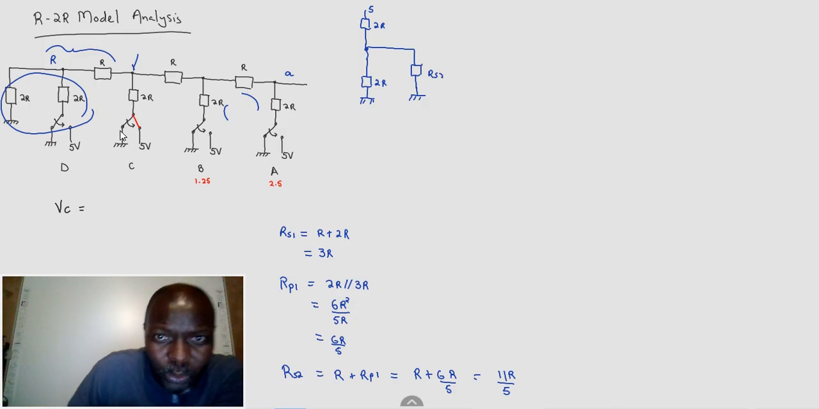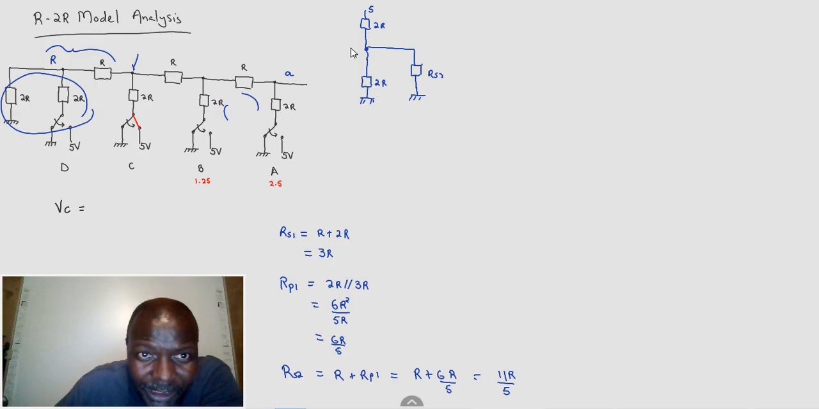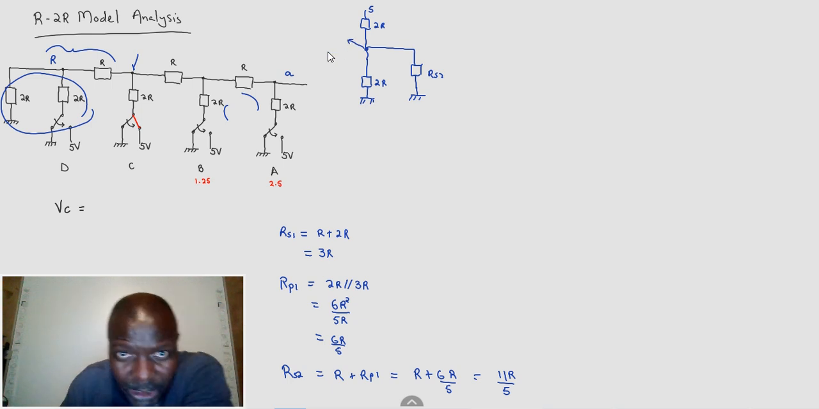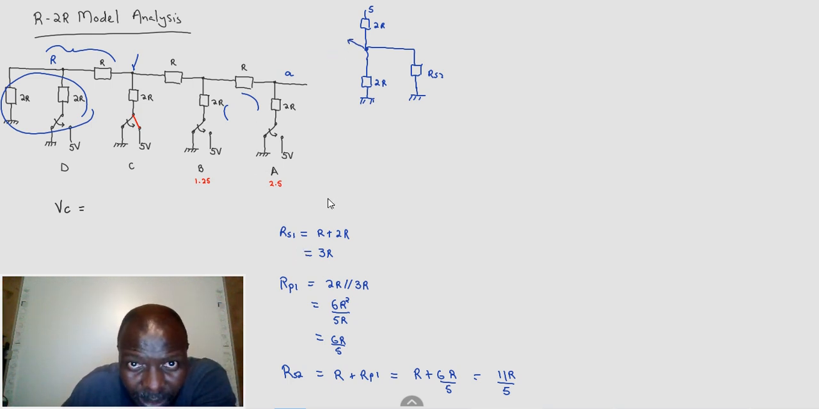Now, what we want is the voltage here, at this point here. How do we do that? We've got R series 2. We did not get R total. We haven't done R total yet. What did we do? It's R. So we did this set here, plus R parallel 1. We did this set here.